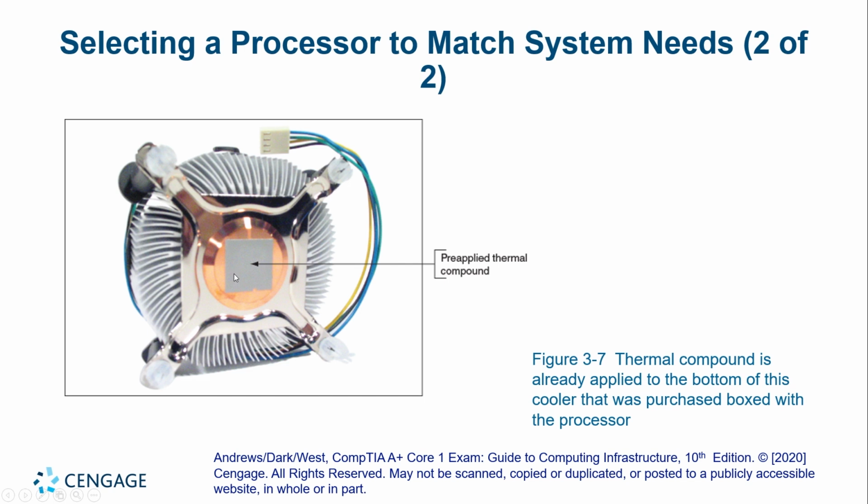So this is pre-applied. If you have to apply it, it comes in a little syringe-looking package, and you squeeze out a blob onto the back of the chip where this would ordinarily rest, about the size of a small English pea. Then when you put the fan down on top of it and latch it in, it spreads it out like it needs to.